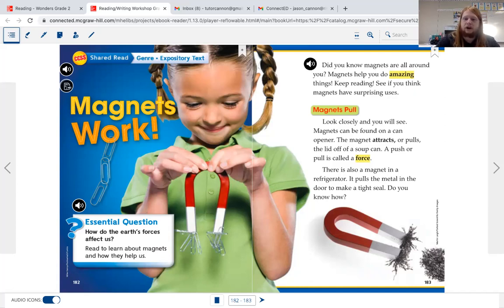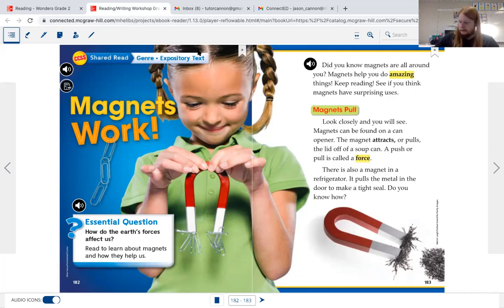So, did you know how magnets work? We're reading an expository text, which means it's a text that tells us about something that is true. That is our genre. Our essential question is, how do Earth's forces affect us? We're going to read to learn about how magnets help us.